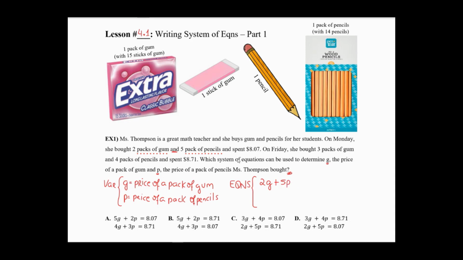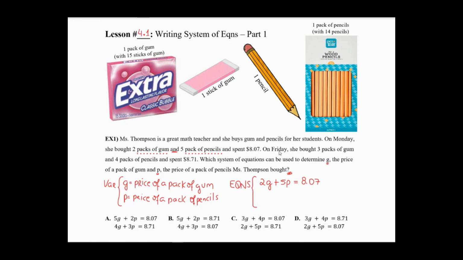And then it says, and spent $8.07. So that means she spent $8.07. So 2 times the price of gum plus 5 times the price of pencils equals a total of $8.07. And then we continue reading the problem on the next sentence. So if you notice right there, the first sentence is one equation.